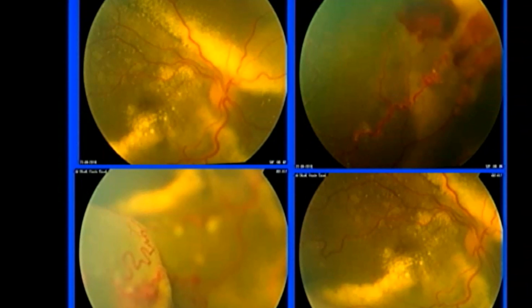So what is the most likely diagnosis? When you put all the signs together, what would be the most likely diagnosis?